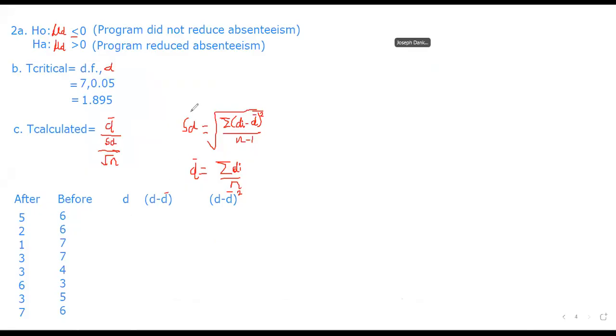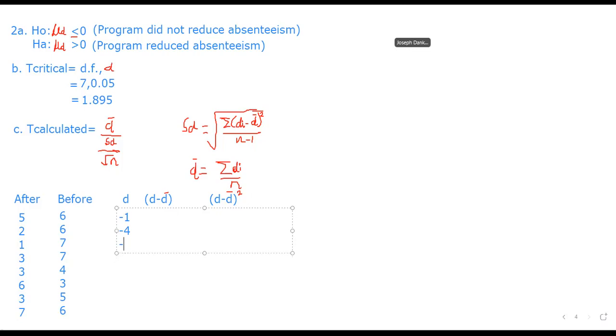Compute the D, that's the difference, Di. So it's after minus before. So the first one gives us negative 1. 5 minus 6, yes, negative 1. The next one will give us negative 4, negative 5, negative 4, negative 1.